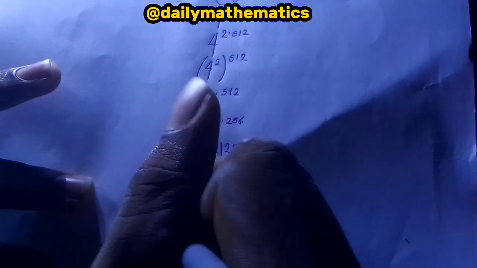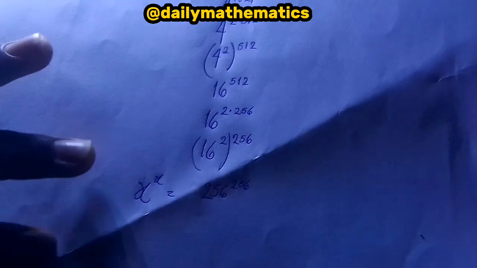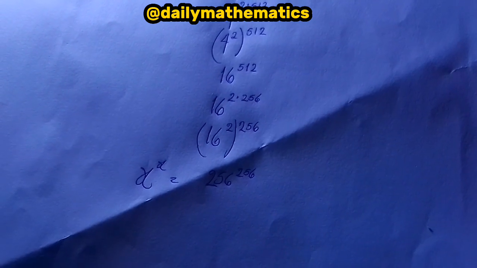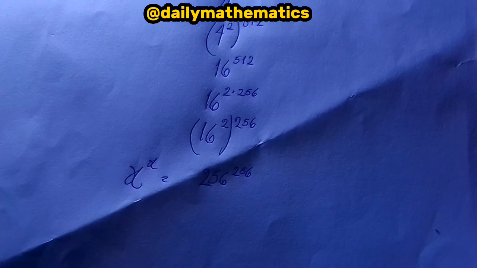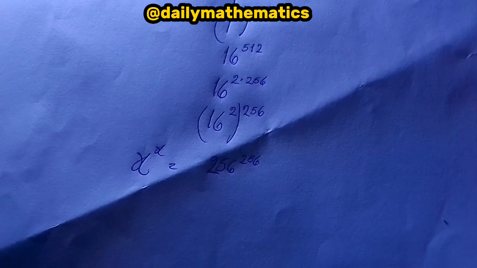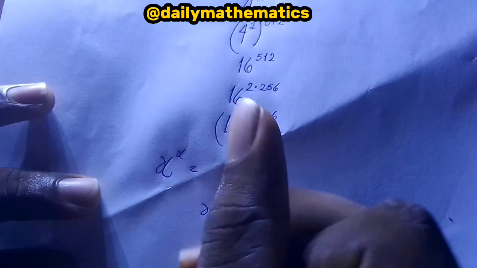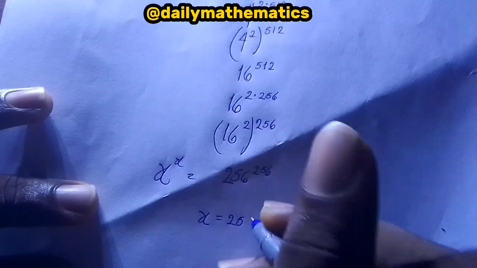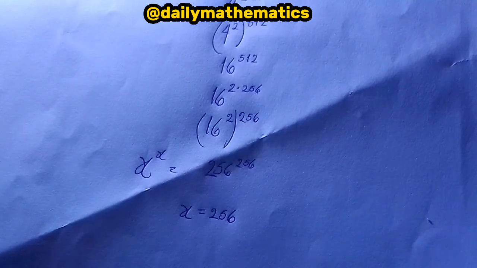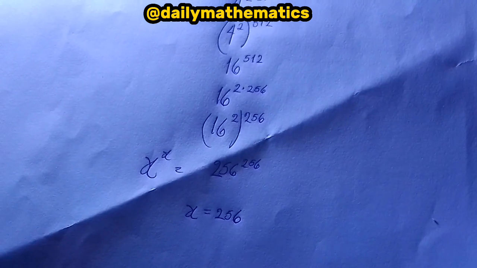And now x raised to the power of x. As you can see, x raised to the power of itself is equal to 256 raised to the power of itself. So from here, what do we do? It means x here is 256, because that was what we had in mind when we wanted to solve this by taking this approach.